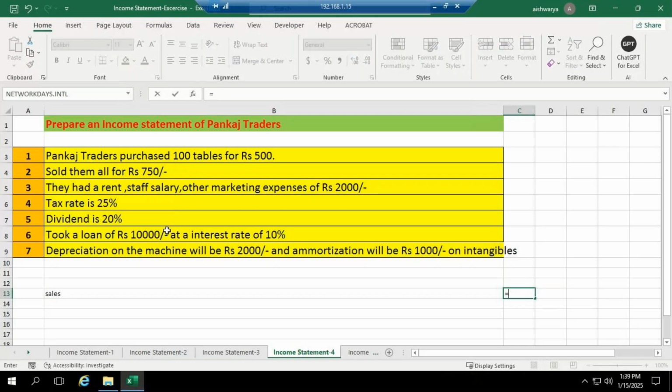How many tables have we purchased? 100 into, at what price have we sold? 100, ma'am. No, no, selling price in the sense 750 rupees you have to put. 100 is the number of tables we have sold.